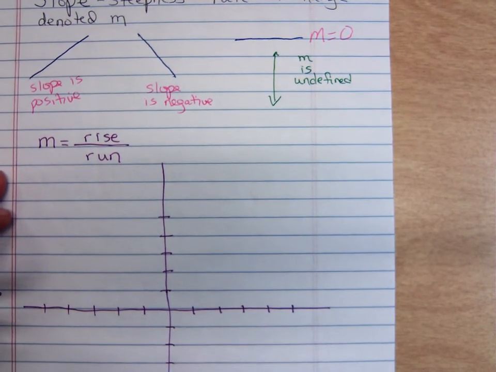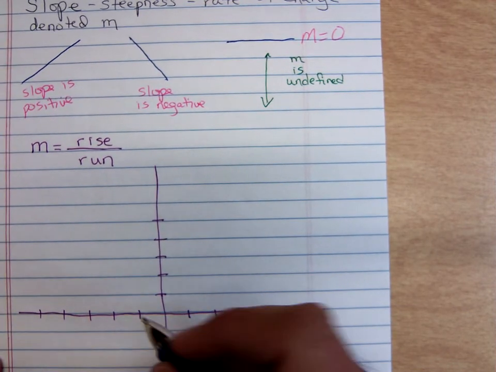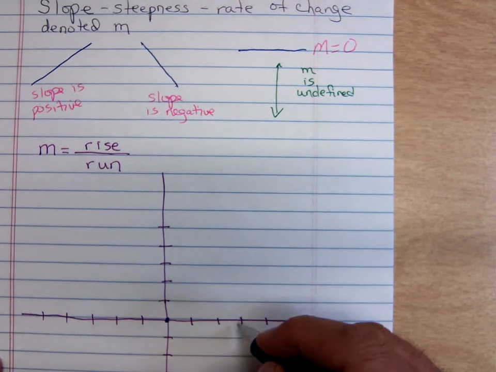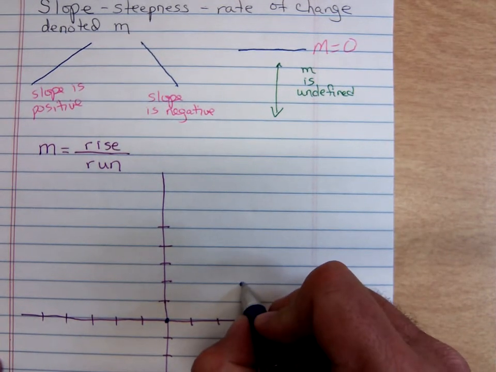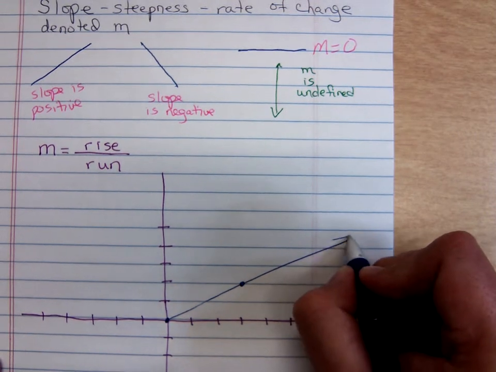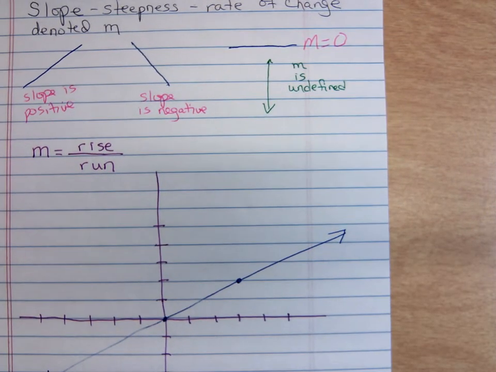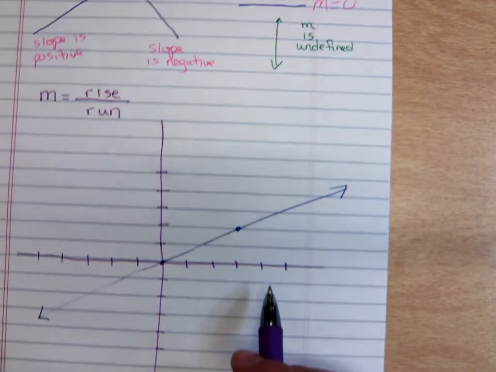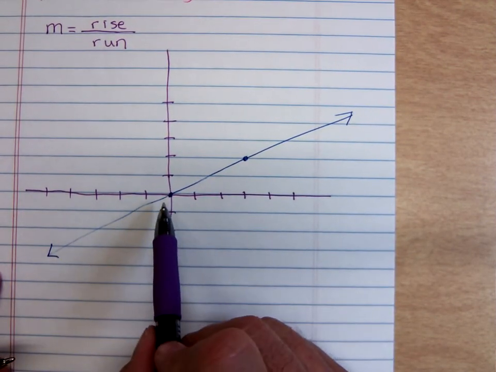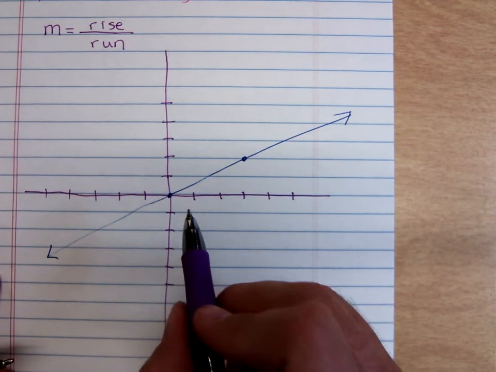I'm going to draw a slanted line here. Let's suppose it's passing through the origin right there, and maybe it's passing through this point right here. So I've drawn a slanted line. Now I'm going to try to illustrate what I mean by rise over run.